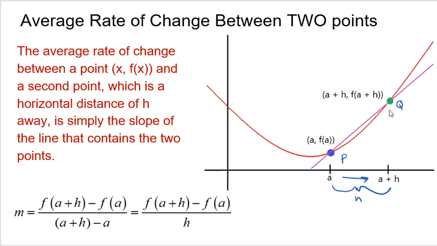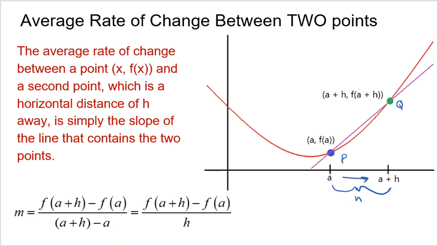So now that we have 2 points, a beginning point at a and a second point slid over to a plus h, to find the average rate of change between these 2 points, all you have to do is find the slope of the line that contains these 2 points. So it's really, really simple. I drew in this pink line that connects point P and point Q, and the average rate of change from point P to point Q is simply the slope of that line.